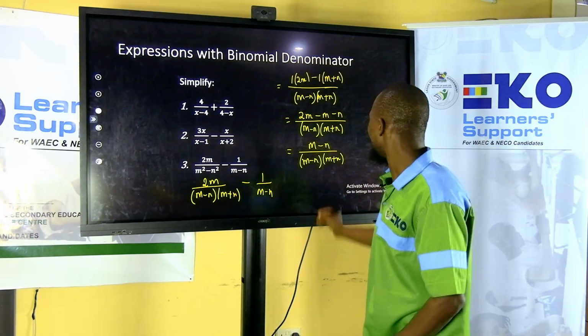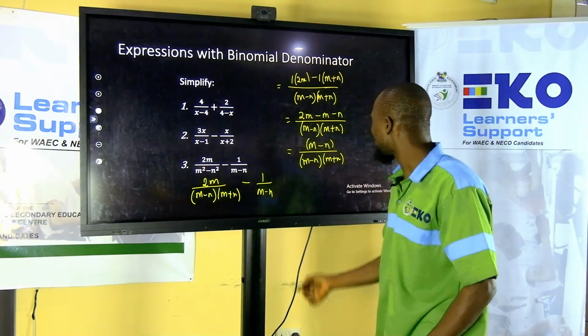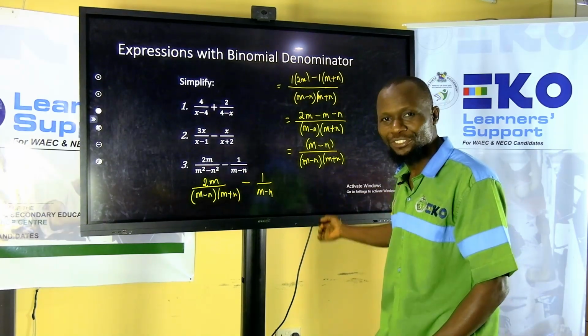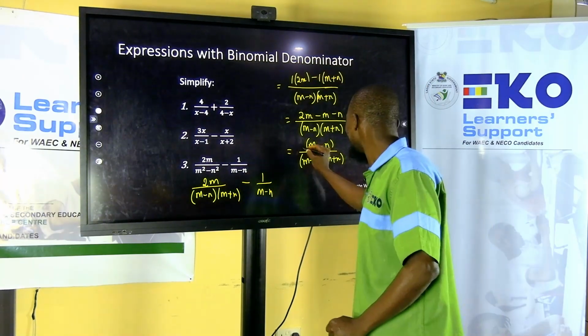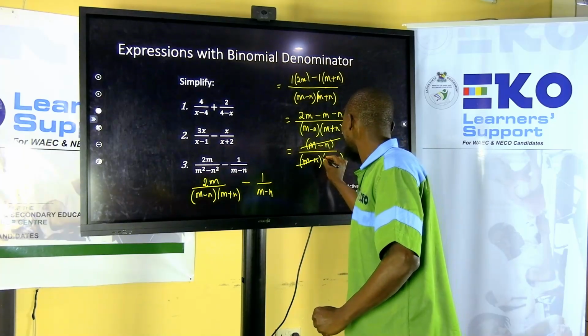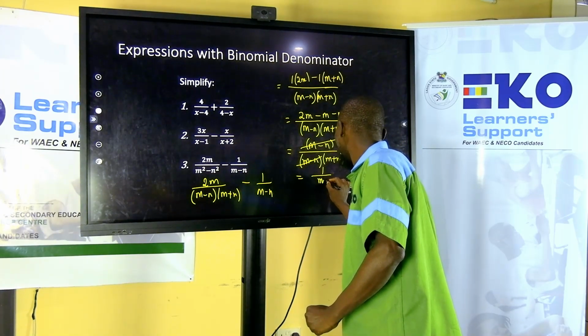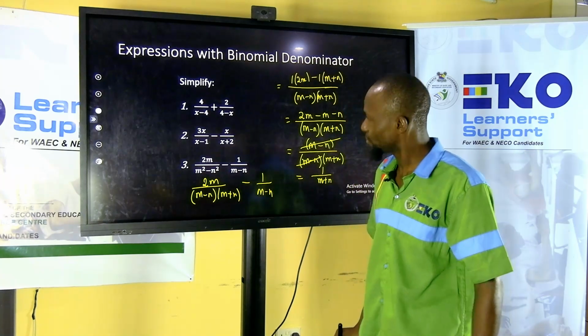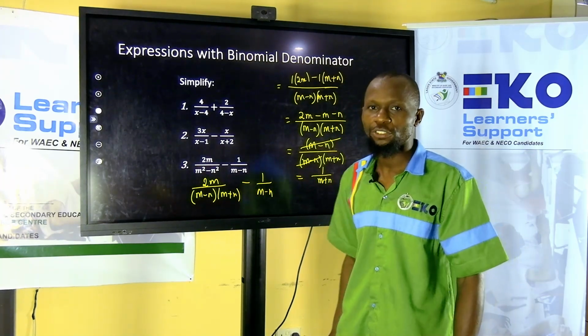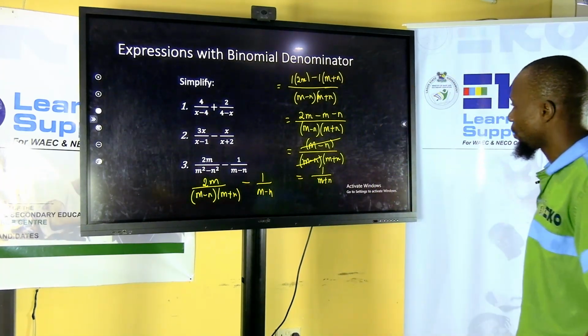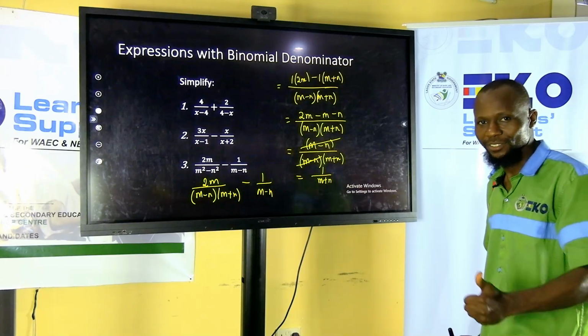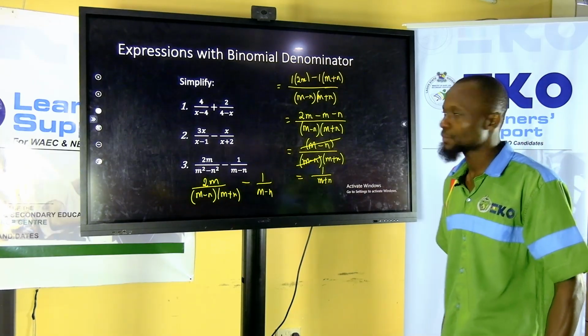Okay? So in this case, this and this are together, so you can see something common. Can you see? Yes. So all of this, we cancel this. And our final answer is 1 over m plus n. All right? So that is the solution to that. Okay? I hope you understand that. That's great. So let's move.